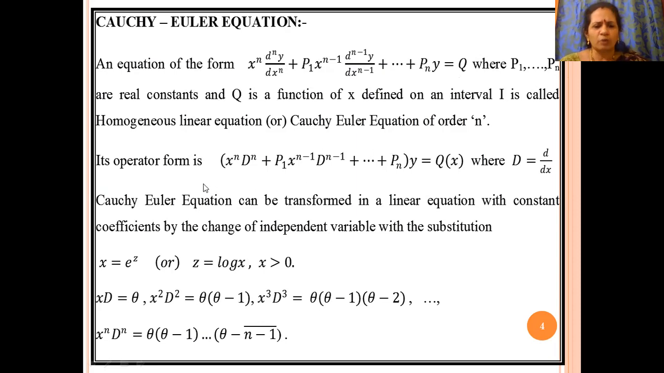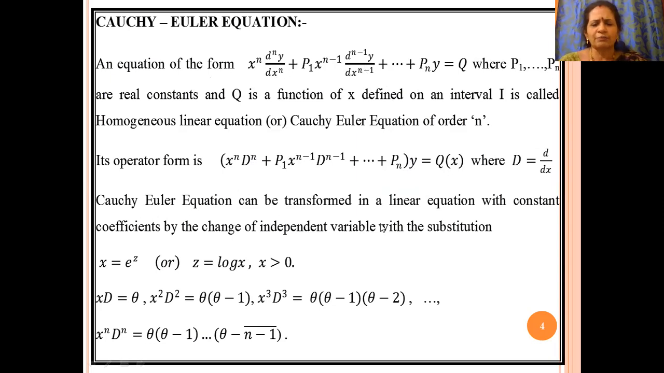Its operator form: operator means a differential operator. We are going to introduce the differential operator, which is nothing but capital D. We always know that D is the differential operator, D is nothing but d by dx. So here we write this differential equation in the form of capital D. This can be written as x to the power of n into D to the power of n plus p1 into x to the power of n minus 1 into D to the power of n minus 1 and so on, plus pn, taking y common, into y is equal to q of x.